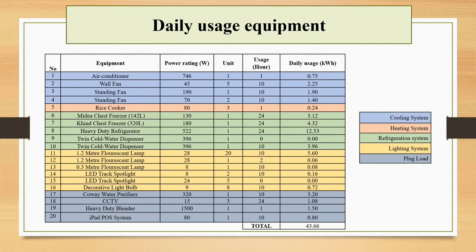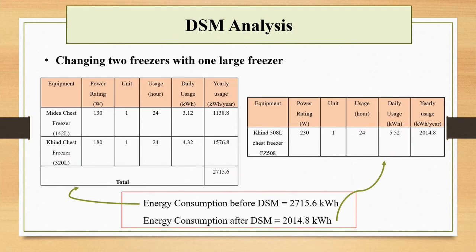Here is the daily usage equipment for a restaurant. For DSM analysis, we changed 2 freezers with 1 large freezer. The energy consumption before DSM was 2715.6 kWh, but after DSM, the energy consumption is 2014.8 kWh.